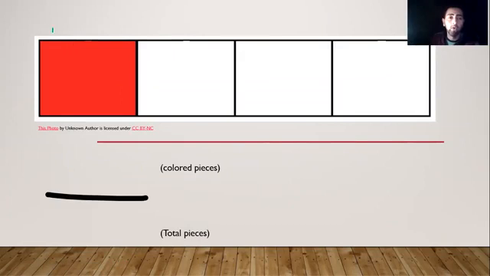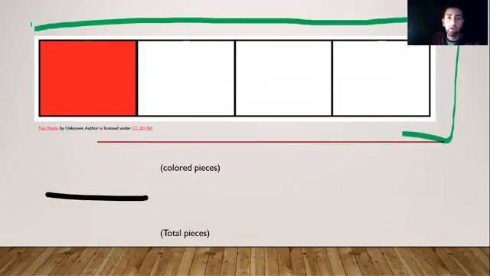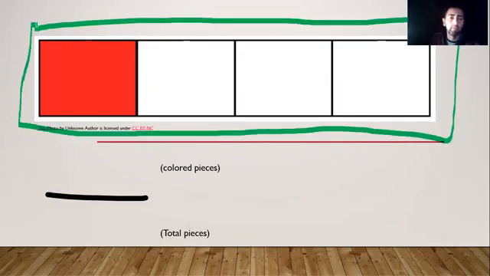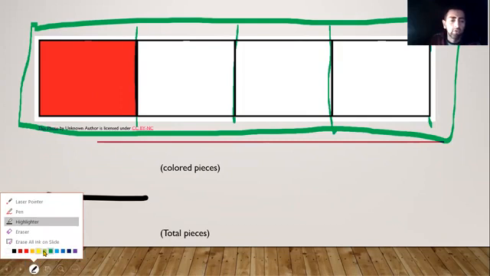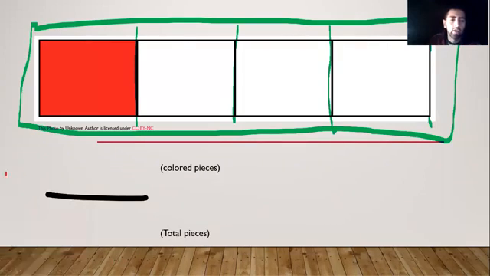Okay, so now here's a chocolate bar, and we split it up. We cut it into how many pieces? Let's count. 1, 2, 3, and 4. So we have 4 pieces, but only one is shaded. So we need to write a fraction that'll go here. And again, you have your little hint as to which is the top number and which is the bottom number.